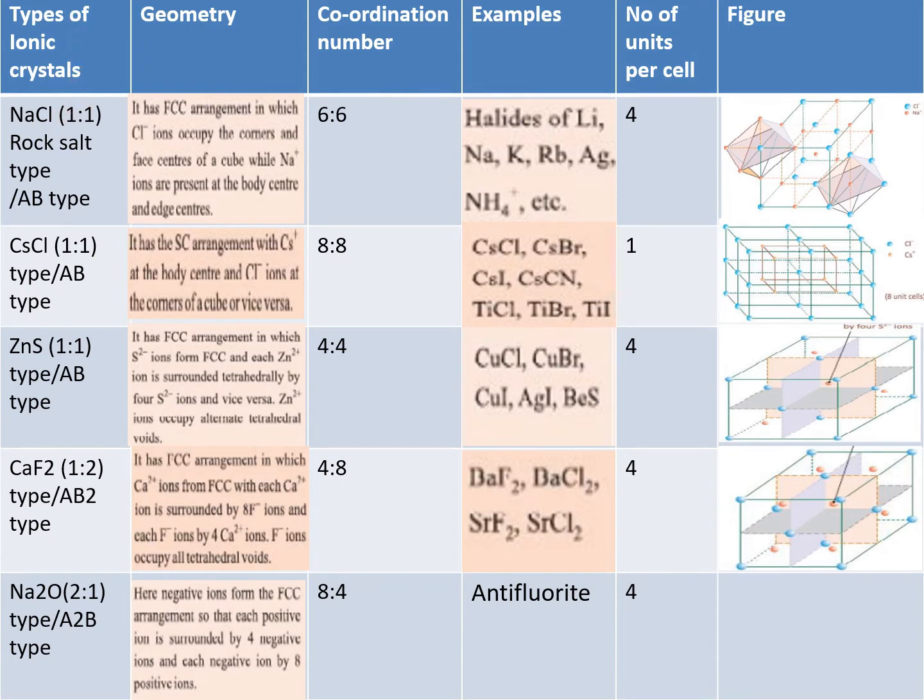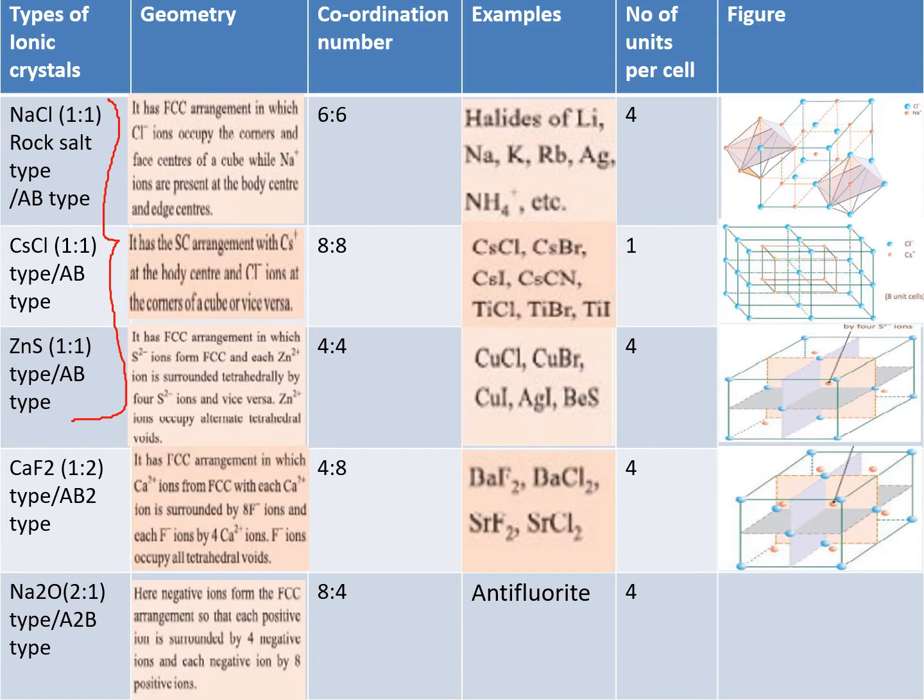See, these three are AB only. Okay, and these three are AB type. Okay, and the ratio is also 1:1, 1:1, 1:1. We can say it as AB type or 1:1 type.